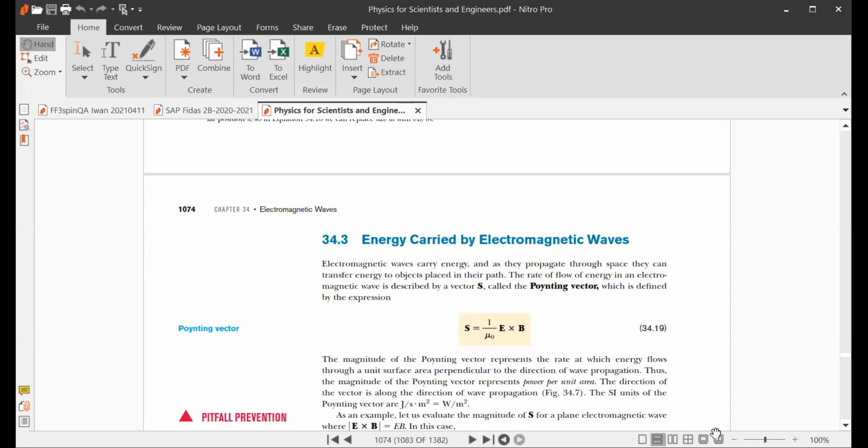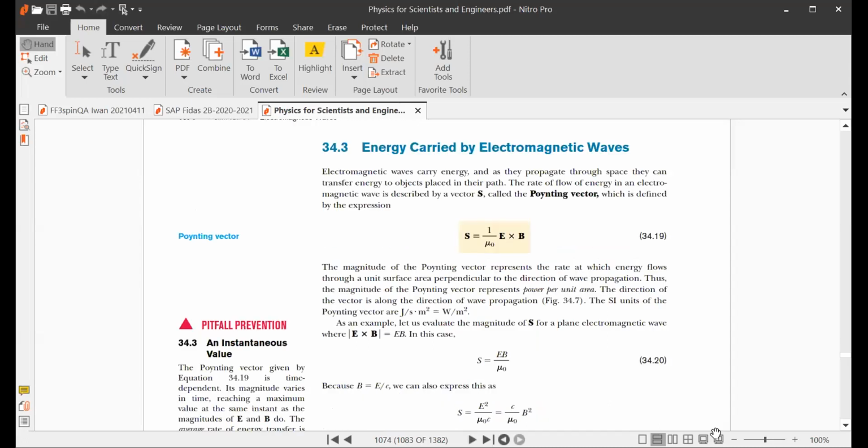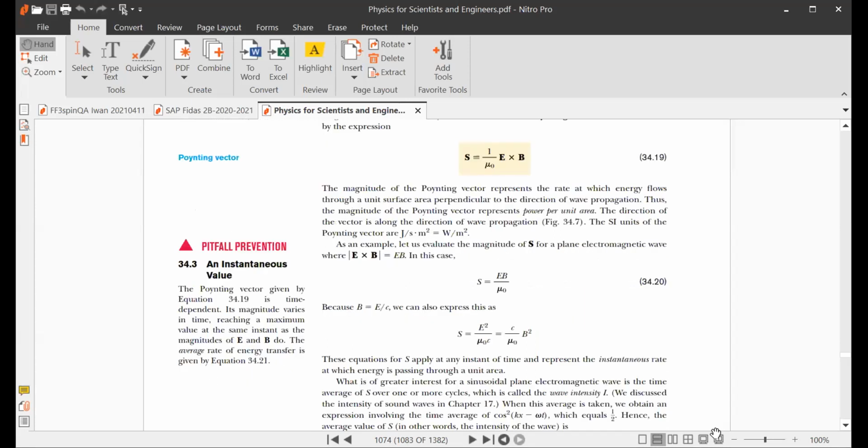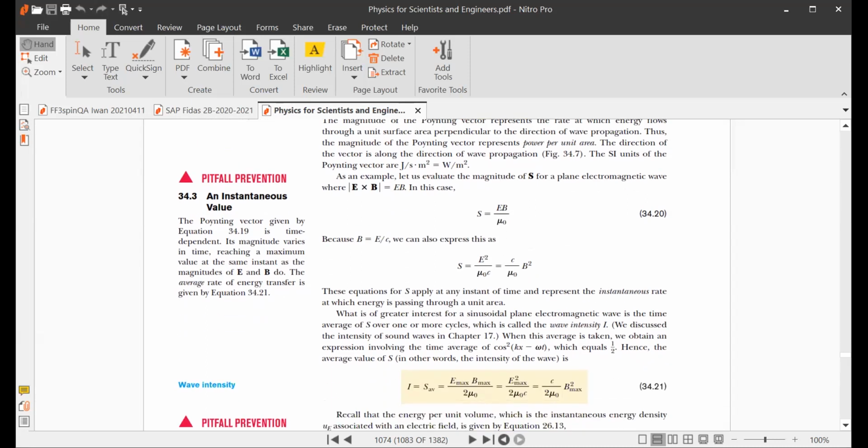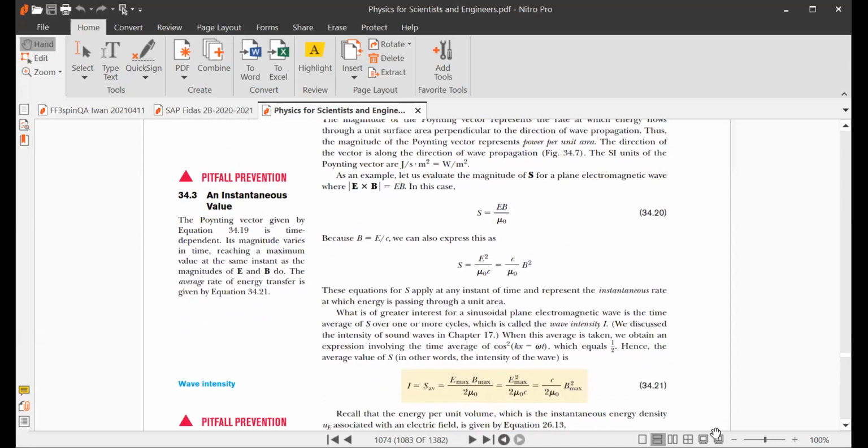Okay, because E and B are perpendicular to each other, if we compute the magnitude of this Poynting vector, we get equation 34.20. Because there is a relation between B and E in this case, we get S equals E squared over mu 0 c.